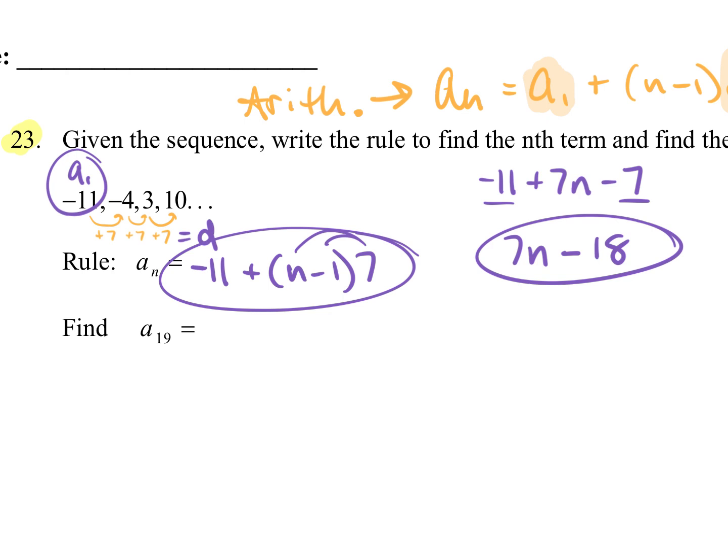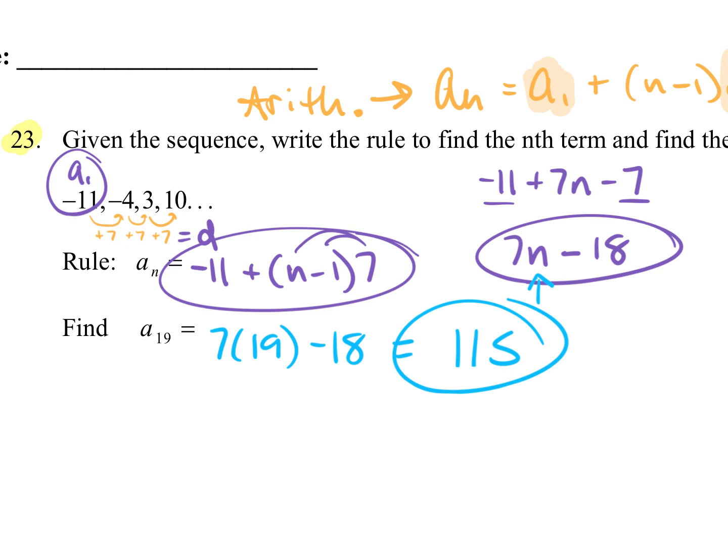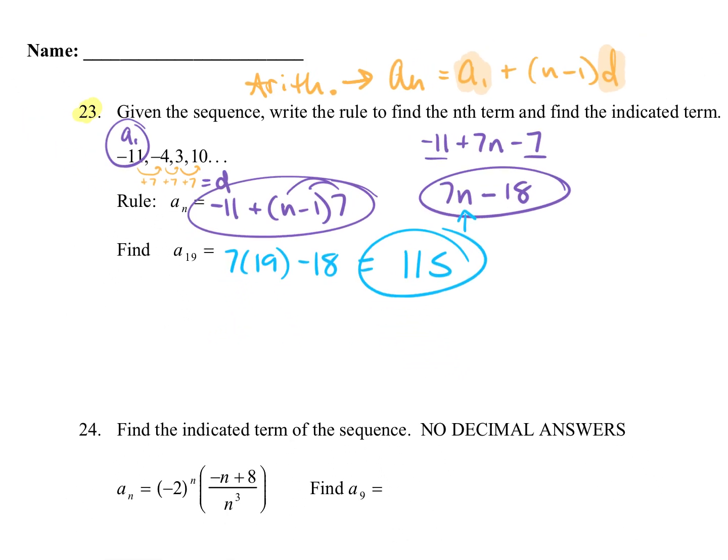All right, next, we want to find a sub 19, so the 19th term. So we're going to plug that in. You can plug it into either formula. You'll get the same thing. So I'm going to plug it into the simplified one. So you have 7 times 19 minus 18. So when you put this in the calculator, you should get 115. Any questions here?